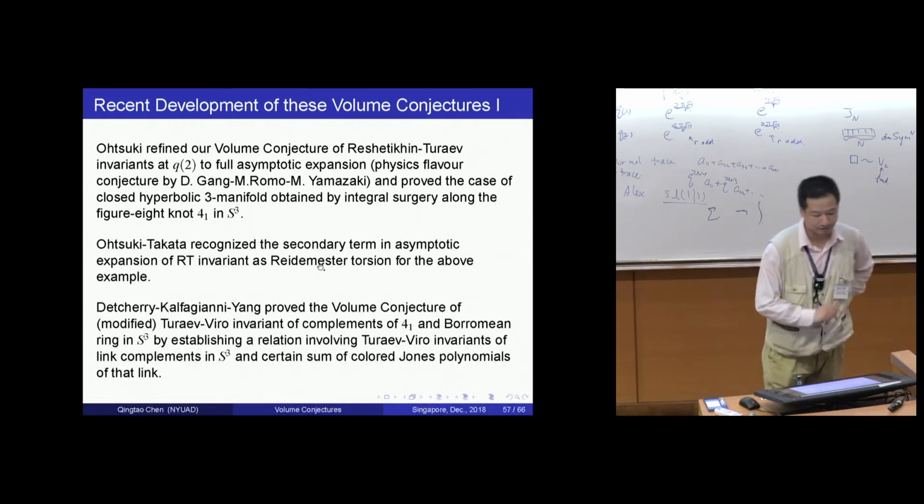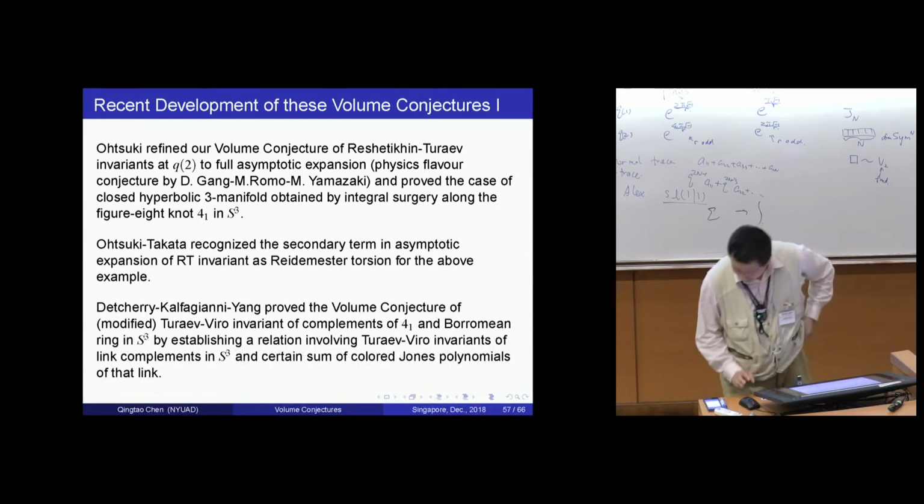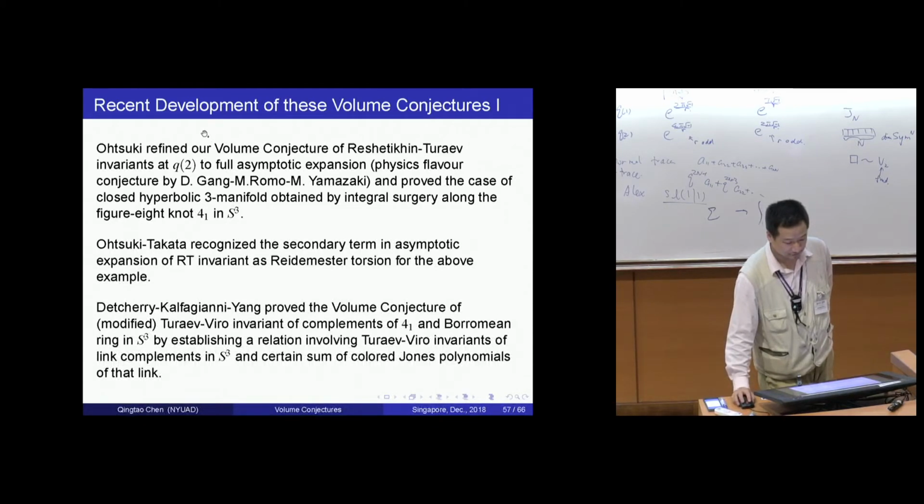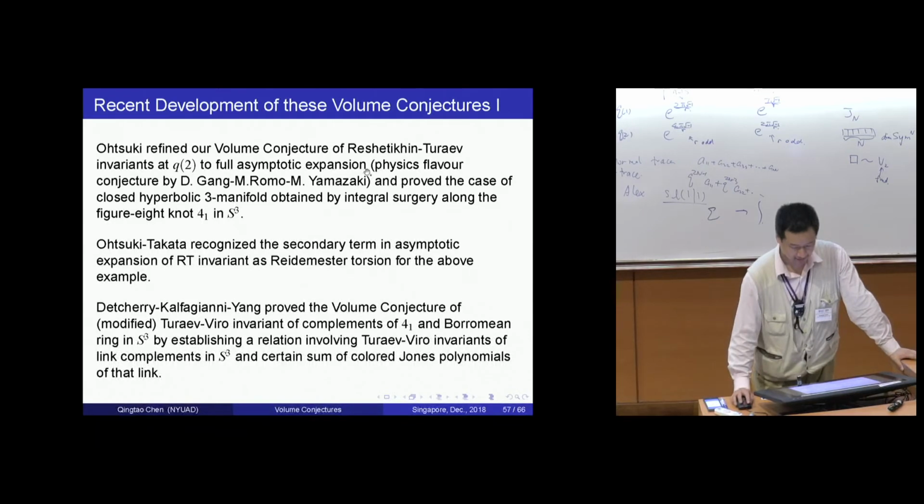Then I want to introduce some recent developments of these volume conjectures. So Ohtsuki first refined our volume conjecture of Reshetikhin-Turaev invariance at Q2 to full asymptotic expansion. Then the physics flavor is by Gang, Romo, and Yamazaki at IPMU, and proved the case of closed hyperbolic three-manifolds obtained by integral surgery along the figure-eight knot. So Ohtsuki proved infinite examples of closed manifolds of Reshetikhin-Turaev invariance.